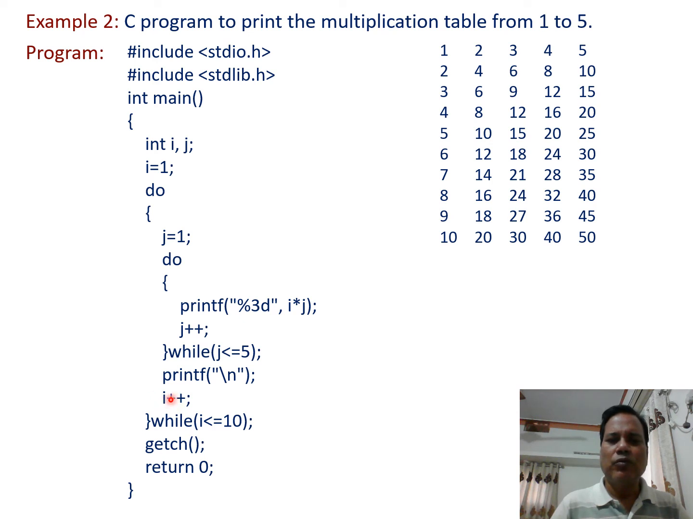So when it is tested in the condition, 11 less than or equal to 10, the condition becomes false and then control comes out of the outer do while loop. After the outer do while loop we get the getch statement that holds the output screen where we see the multiplication table. And when we enter any key, the return 0 statement tells the operating system that the program executed properly.